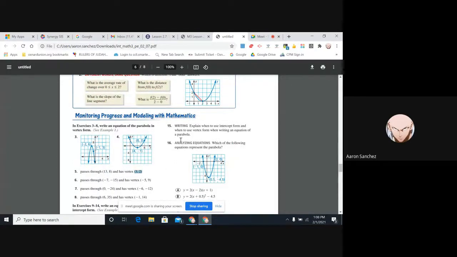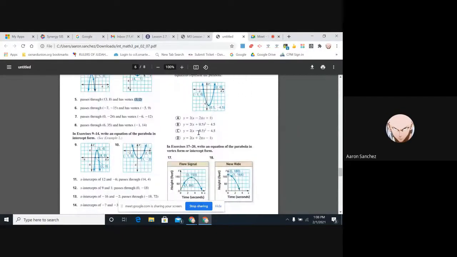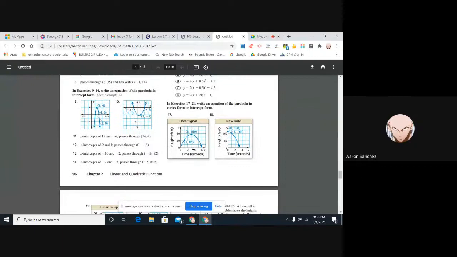Okay, 15. Explain when to use intercept form and when to use vertex form. I don't know, is that self-explanatory? Anyone need me to do that? Let's see, 17. Write an equation of the parabola in vertex form or intercept form. Okay, same. It's all the same thing.